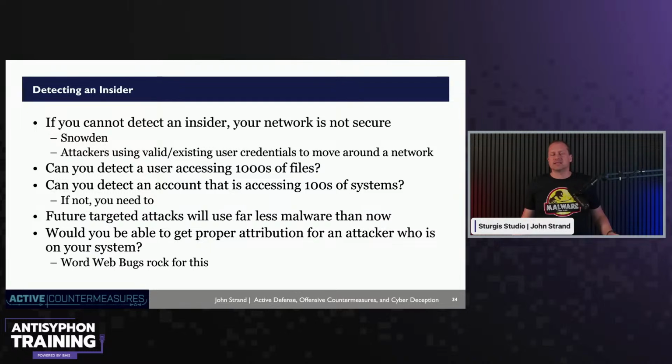So how do you detect an attacker that's trying to move around laterally in an environment? How do you detect a user that is accessing thousands of files or trying to pivot and access hundreds of systems? When we're looking at the targeted attacks of the future, they're going to be using cloud services. They're going to be using remote desktop. They're going to be using the built-in services, Kaseya, any type of RMM. They're going to be using those tools against us. So we need to be ready to detect and react to those attacks.